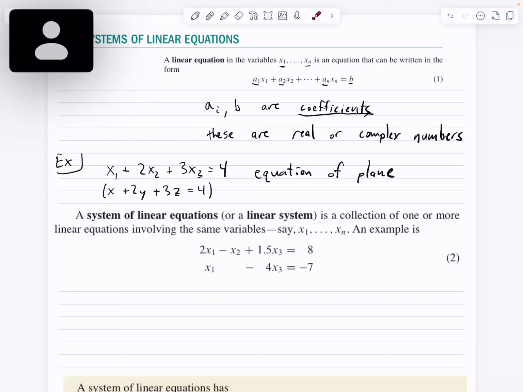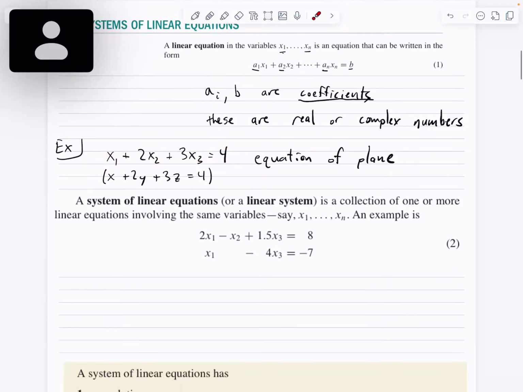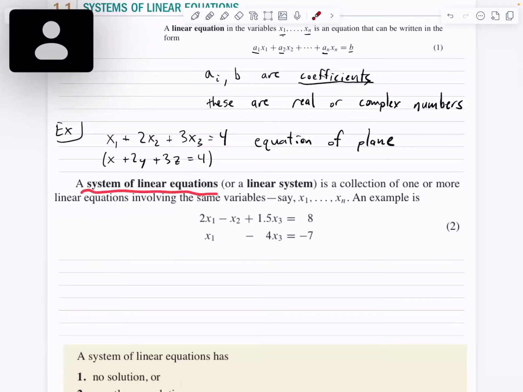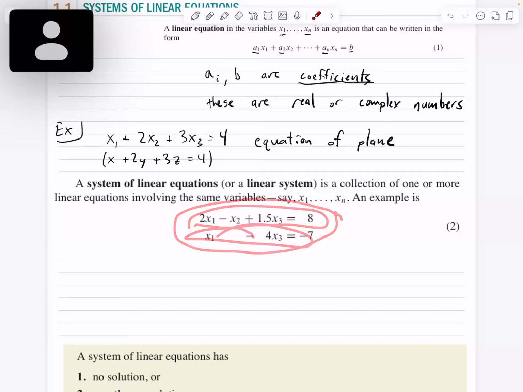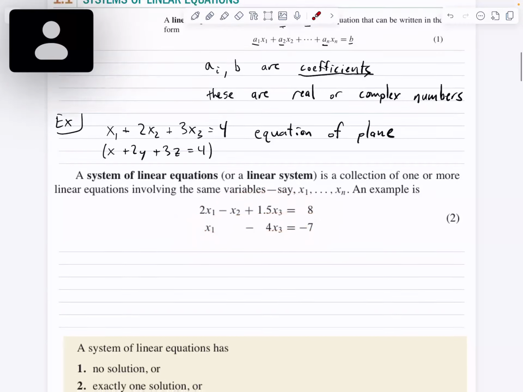And so the idea is that we can ask, what about when they intersect? What does that mean? That means when are all these planes satisfied simultaneously? That gives what's called a system of linear equations, or a linear system. Here's an example: 2x1 minus x2 plus 1.5x3 equals 8, and this one, where you see that the x2 coefficient is 0. Geometrically, you can think about this as two planes. That's the equation of a plane, and that's the equation of a plane. The system asks: what is the equation of their intersection? What points satisfy both equations simultaneously?